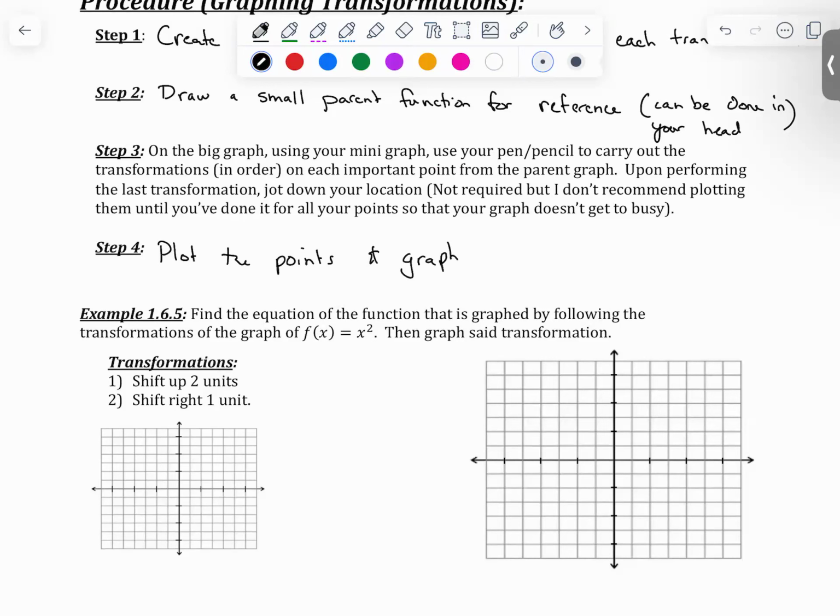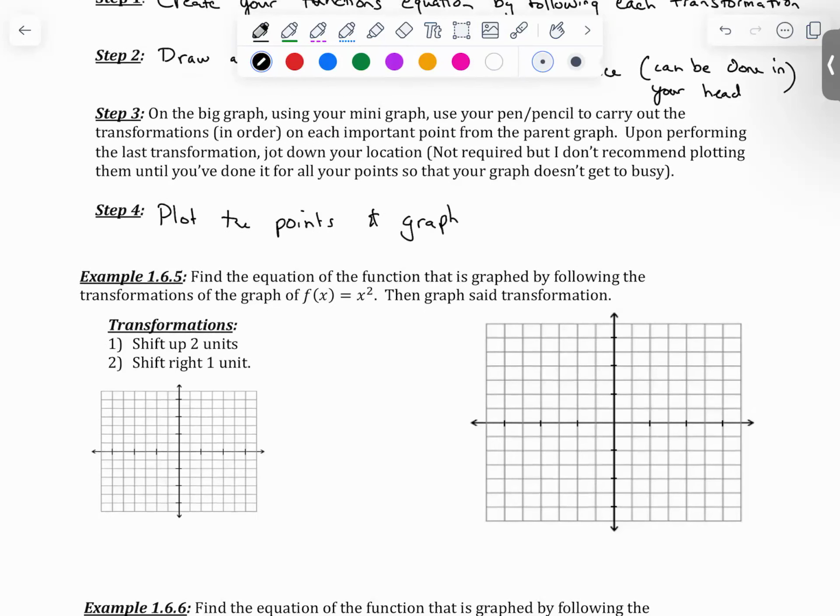So, for example, find the equation of the function that is graphed by following the transformations to the graph of f of x equals x squared, and then graph said transformation. So you've got to transform it by shifting it up 2 units and then right 1 unit. So first we start with f of x, we'll start with x squared.